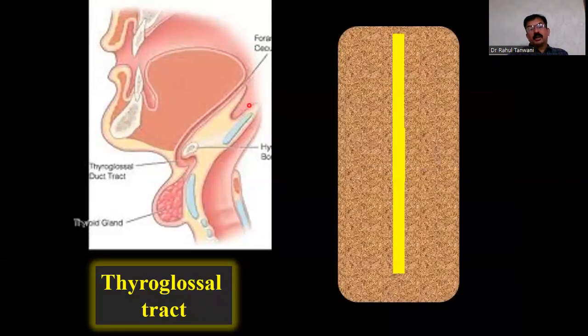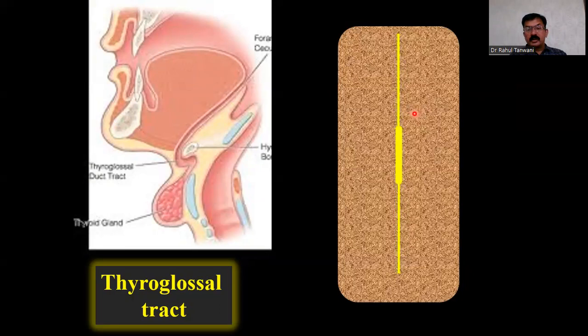Now let us presume that in any male or any female person, some part of this tract fails to get obliterated. As you can see here, I'm repeating it again. This was in embryonic life, and here you can see the whole tract has become solidified, but a small part of it has failed to get obliterated.